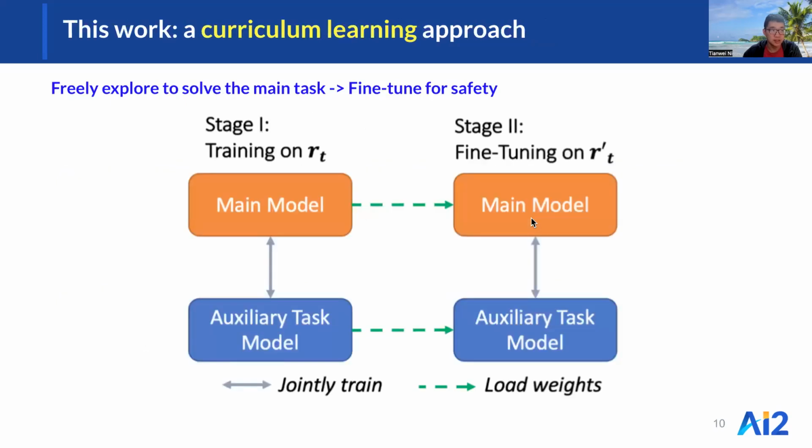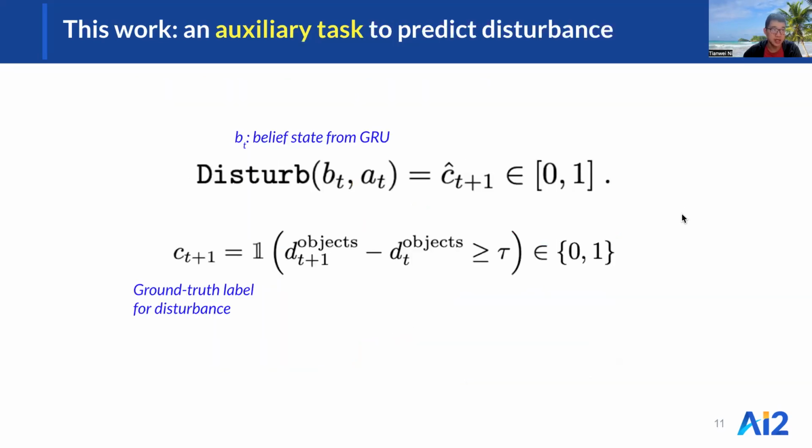So this work instead proposes a curriculum learning approach, where in the first stage, the agent trains on the original task reward to allow it to freely explore to solve the main task, and in the second stage, the agent fine-tunes on the penalized reward for safety. We also introduce an auxiliary task to predict disturbance for sample efficiency.